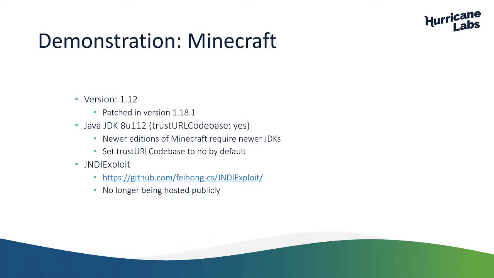Now, in addition to running an old version of the Minecraft server, we need to run an older version of the Java runtime environment. In my case, I'm running Java 8 Update 112 because this was the last update of Java 8 that had the trustURLCodebase option set to yes. This is critical for getting the LDAP resource reference remote code execution method to actually trigger. Newer versions of Minecraft require newer versions of the Java runtime environment and JDK, so the trustURLCodebase option should be set to no by default.